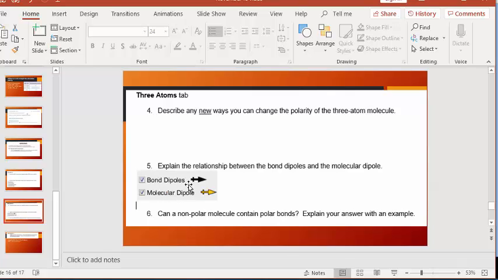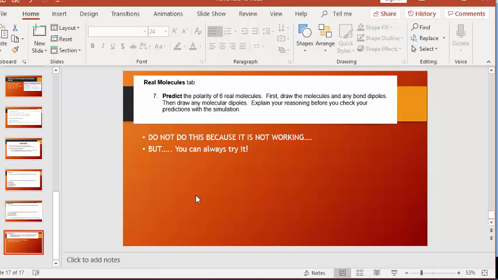I'm going to have you try to explain what bond dipoles are and what a molecular dipole is, and answer the question, can a nonpolar molecule contain polar bonds? Okay. And the final question you do not need to do because it's not there, but you can always try on your own with Lewis dot structures and see if you can figure it out by looking at the electronegativity values. So that's really it in a nutshell. I hope this does help you, and I look forward to seeing everybody on Thursday. Thank you. Have a great day.